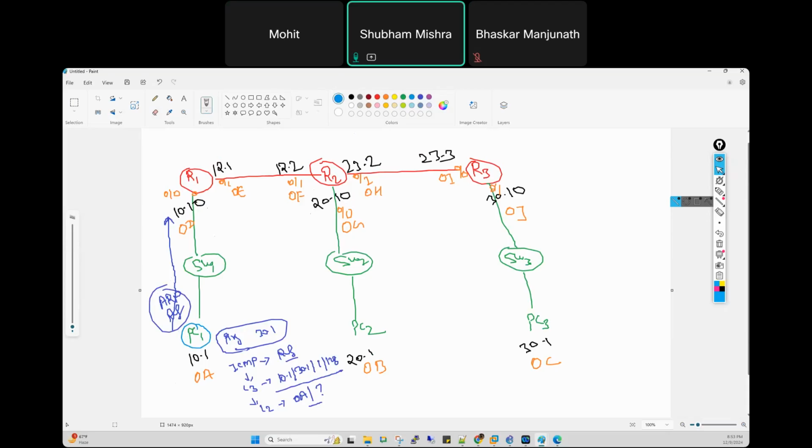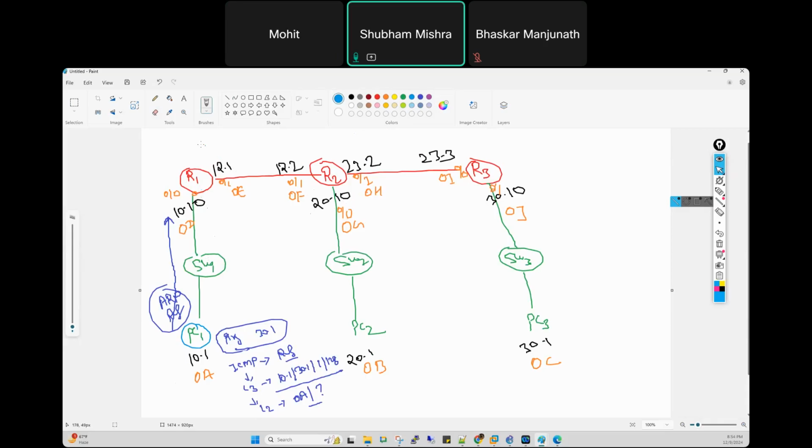What will the router do? That is the basic scenario, guys. What will the router do? Sir, it will check if it belongs to the same network or a different one. Okay, cool. So R1 receives the ARP.